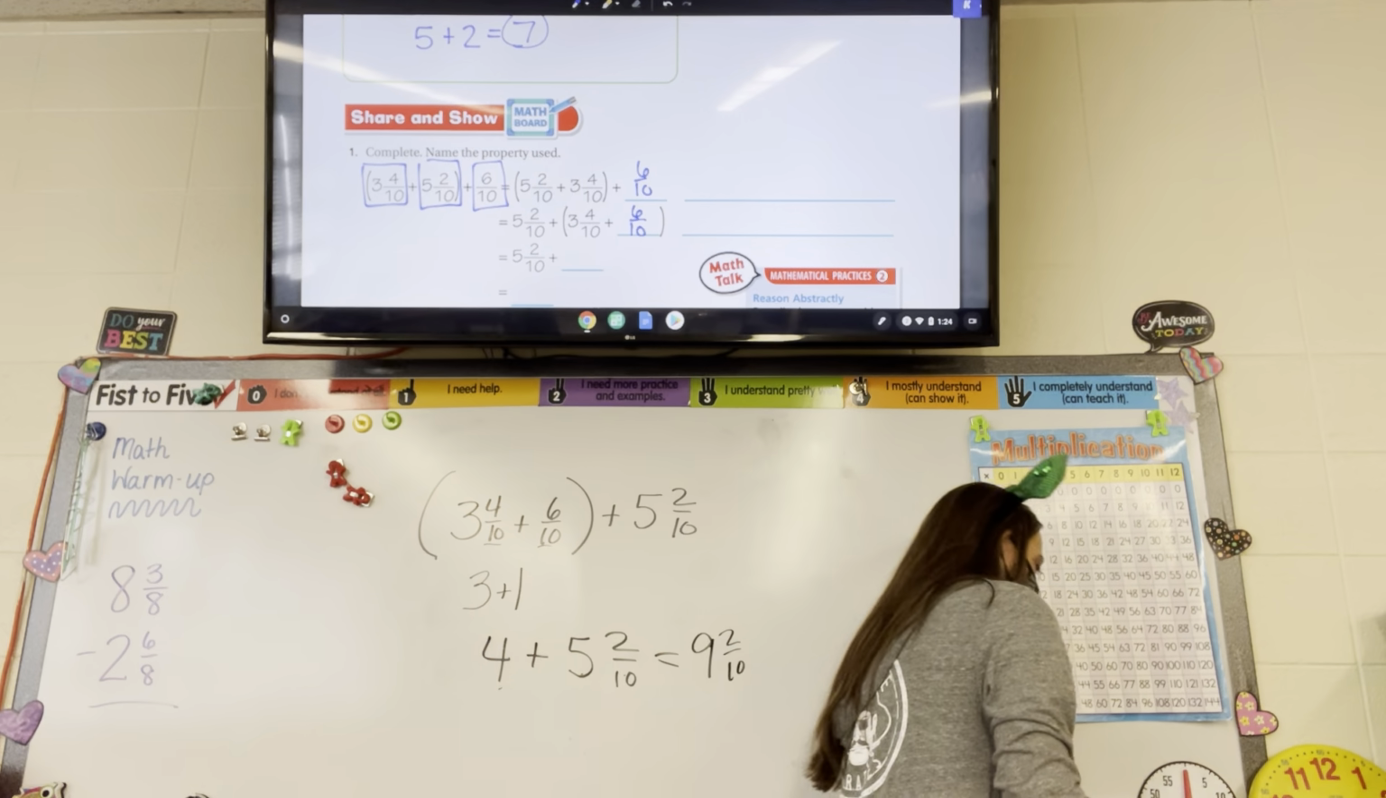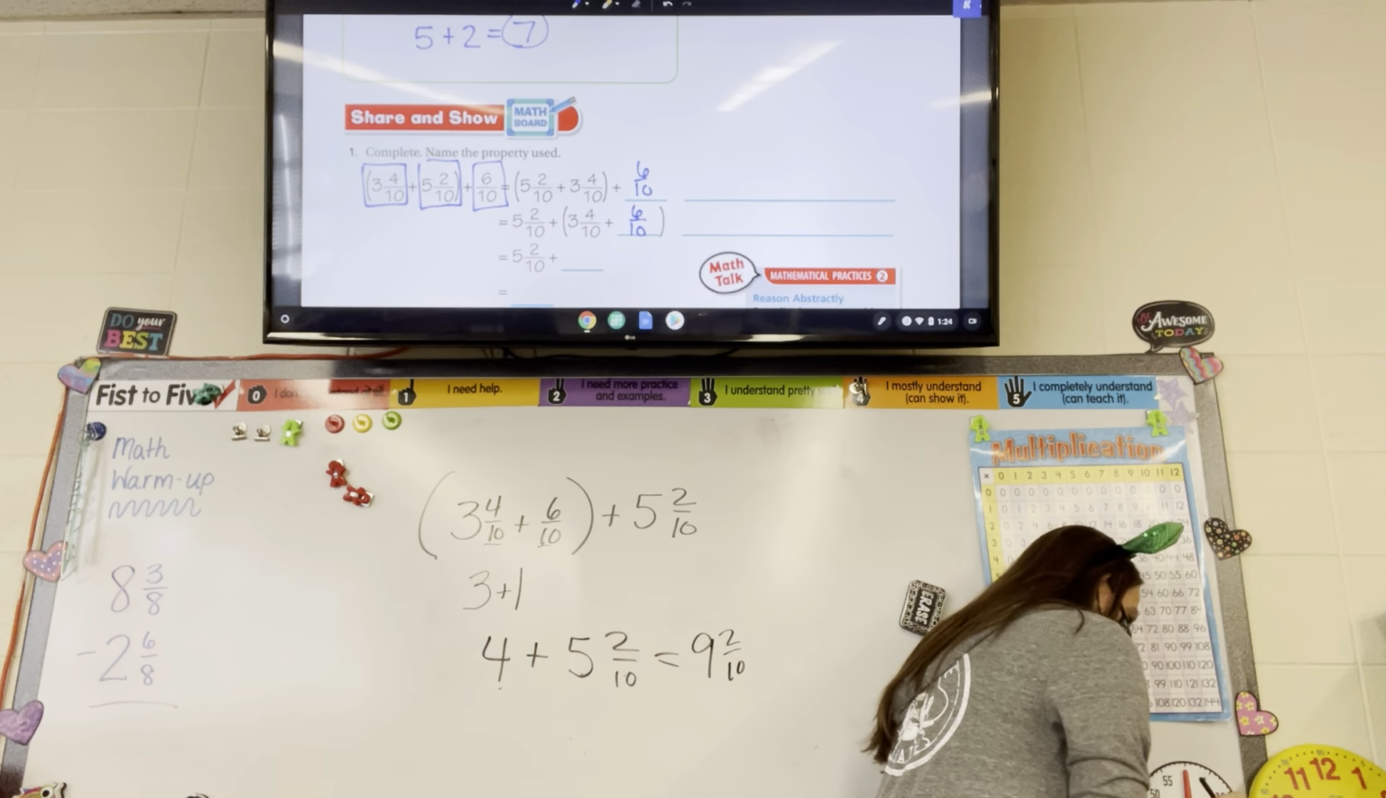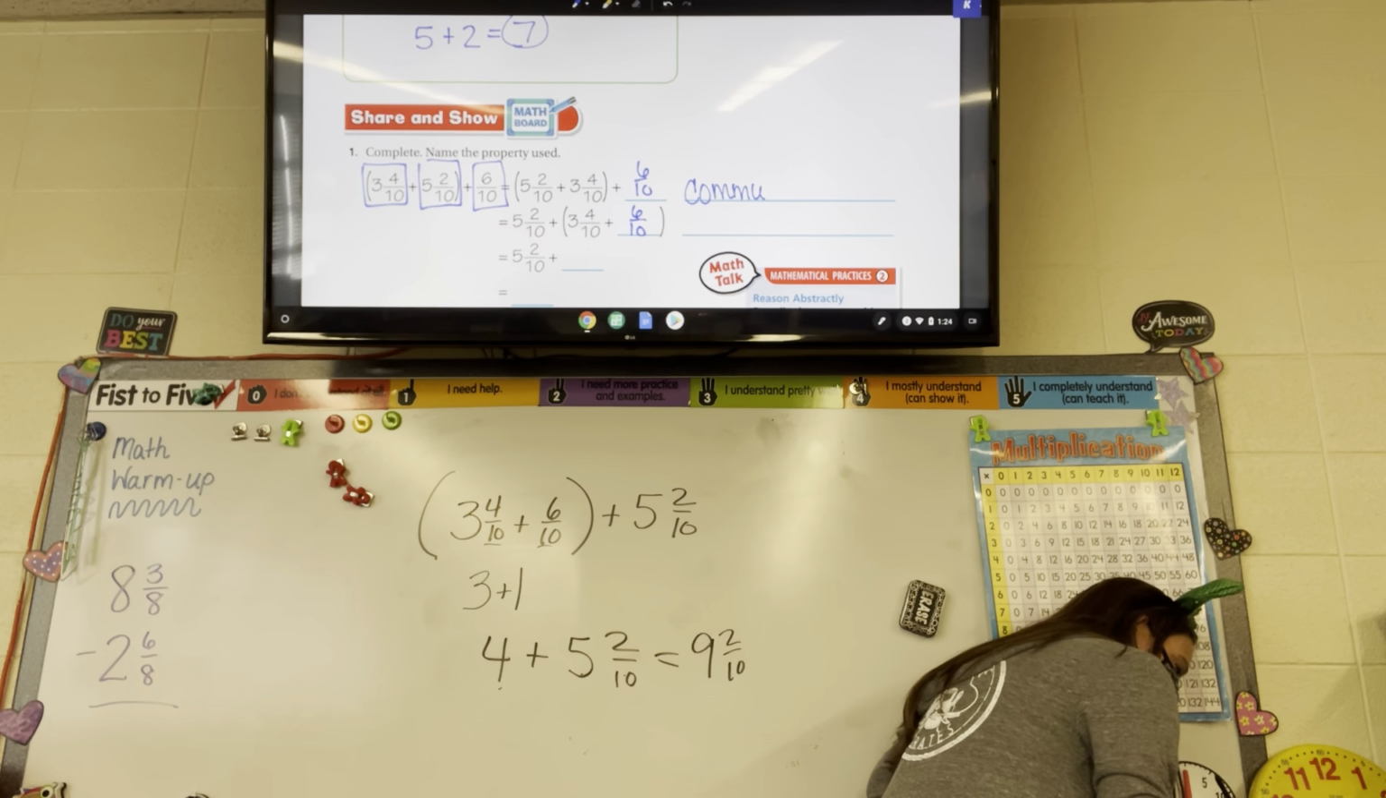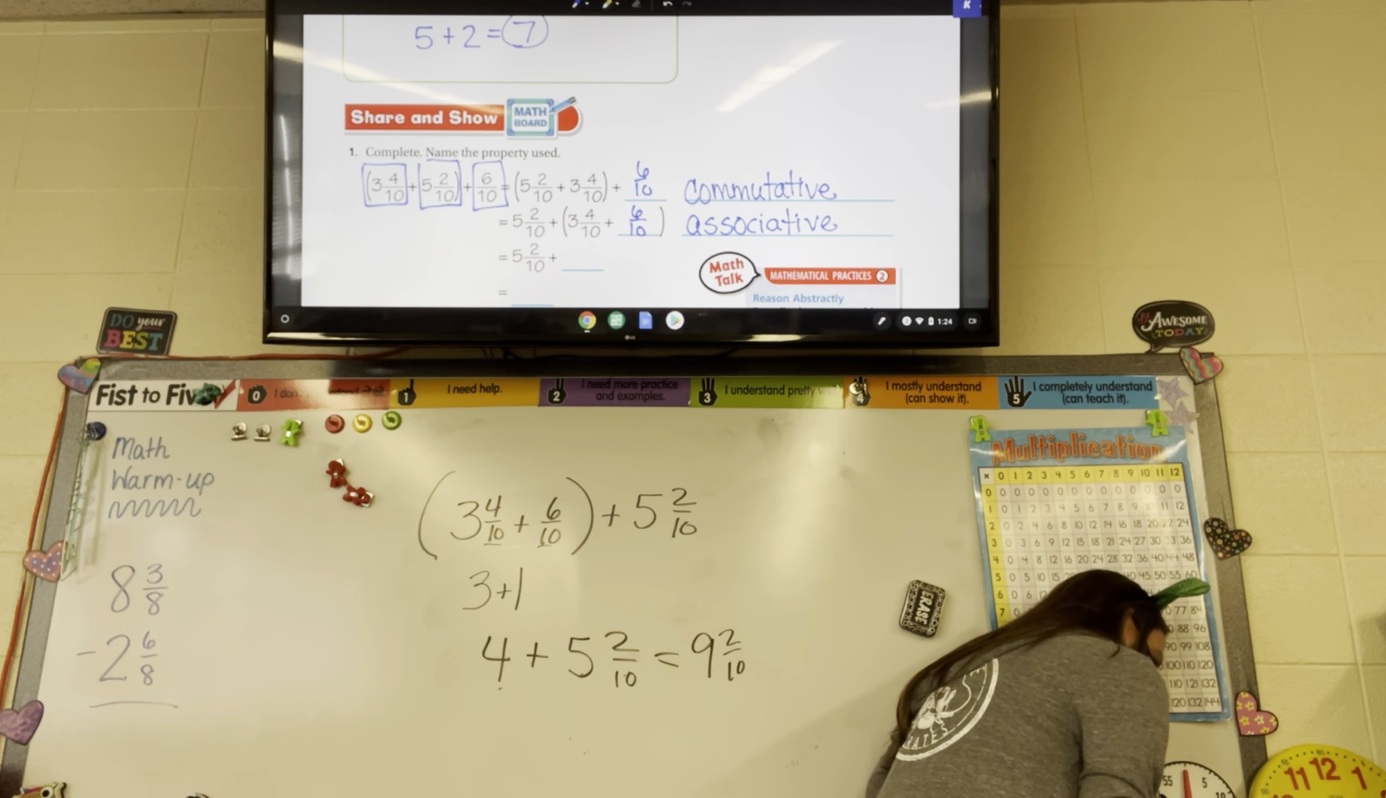So that's our answer. So first we moved the numbers around, which was the commutative property. And then we moved around the parentheses from the beginning to the end, which was the associative property. And then we added 5 2/10 plus 4 wholes, which was 9 2/10.